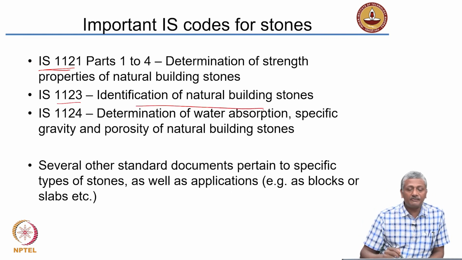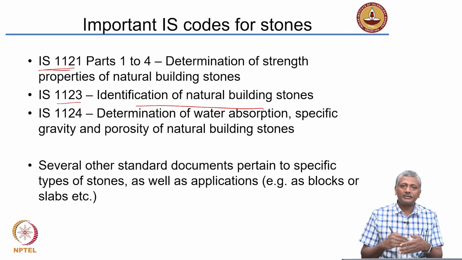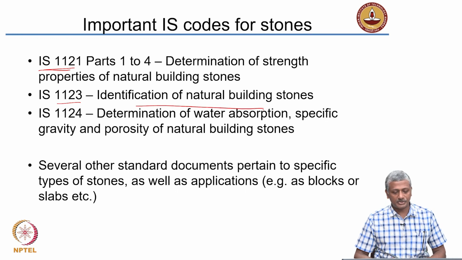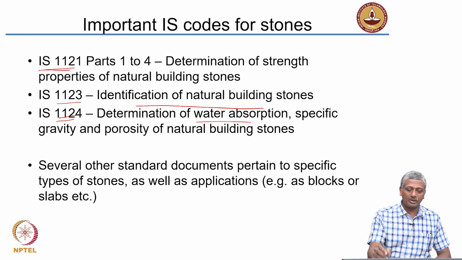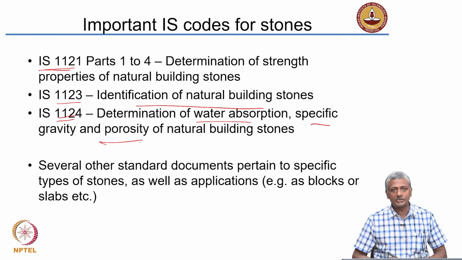Then you have IS 1123, which basically is identification of natural building stones. Depending upon the mineralogy, depending upon the mechanical properties and so on. It gives you very clear-cut methodologies to identify what type of stone you are actually having for your construction process. And then of course the other test parameters are water absorption, specific gravity and porosity. Those are also very important from the point of view of engineering applications of the stones. So that is covered in IS 1124.